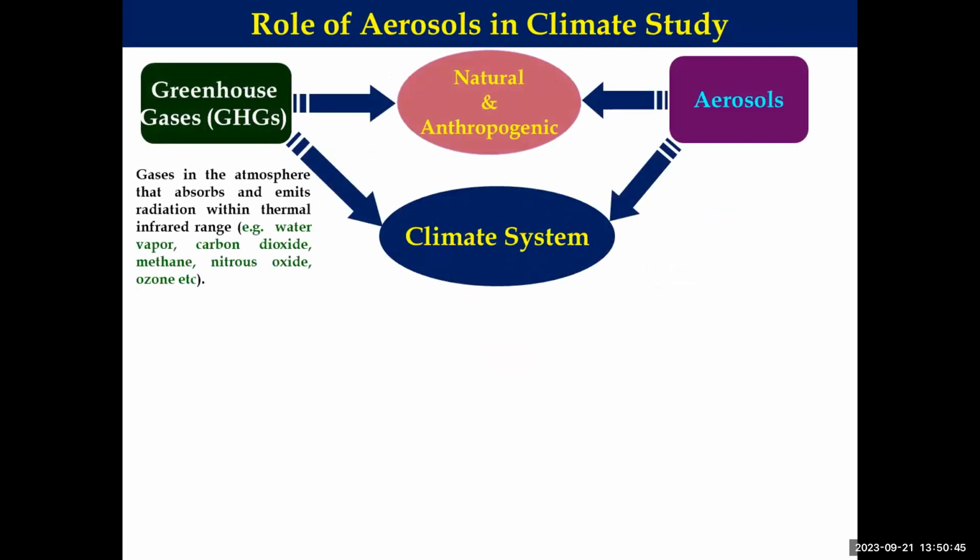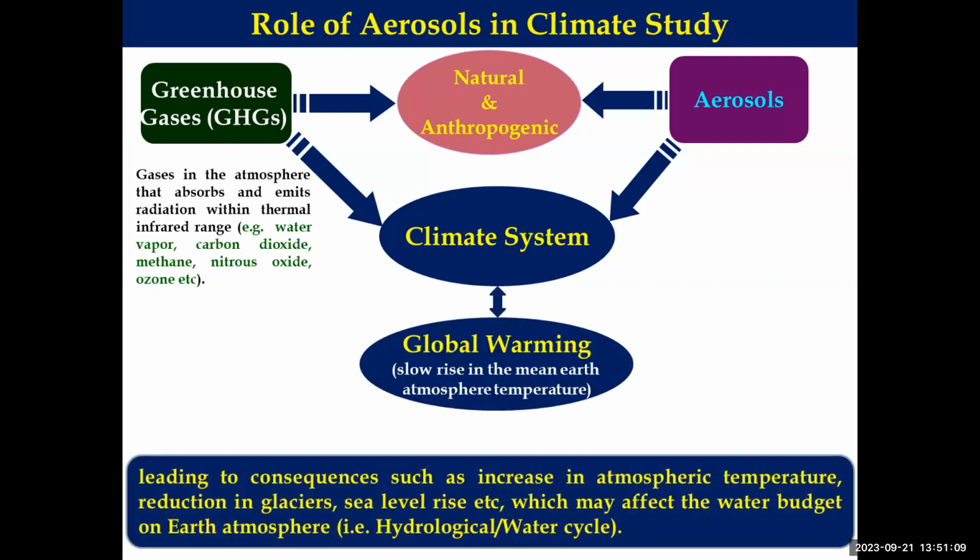Okay, now why are these aerosol studies important in our climate system? Actually, our climate system consists of various greenhouse gases and aerosols coming from different natural as well as anthropogenic sources. Now, the imbalance of emission of these greenhouse gases and aerosols may perturb our climate system. One example which we are facing is global warming, which is nothing but the slow rise of mean Earth temperature because of enhancement of these greenhouse gases and anthropogenic aerosols, which may lead to consequences such as increase in atmospheric temperature, reduction in glaciers, then sea level rise, etc., which may ultimately affect our Earth's climate system through the impact on our water budget, the water cycle.